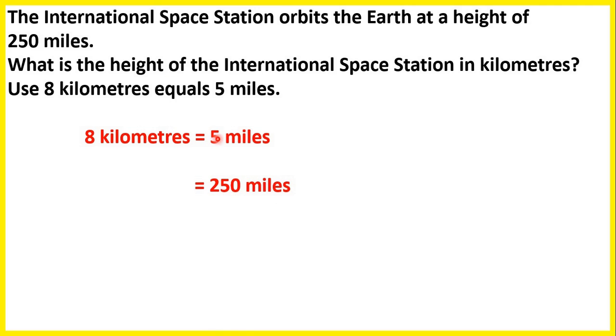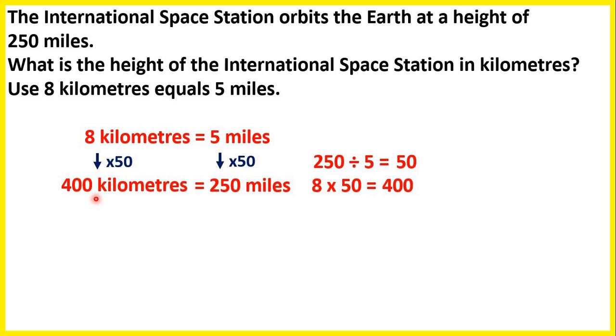So we need to think 5 times what is 250. Well, 250 divided by 5 is 50. So that means 5 times 50 is 250. So we want to do the same and multiply 8 by 50, so by the same number. And 8 times 50 is 400, so that means 400 kilometres is the same as 250 miles.